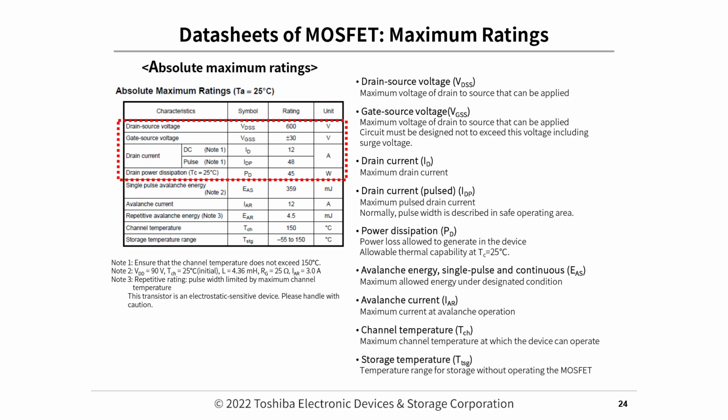Datasheets of MOSFET maximum ratings. This table summarizes the absolute maximum ratings. For example, drain source voltage, gate source voltage and drain current are included.